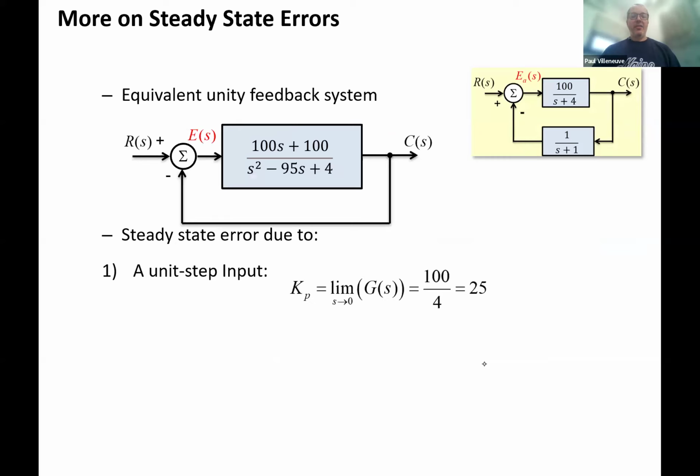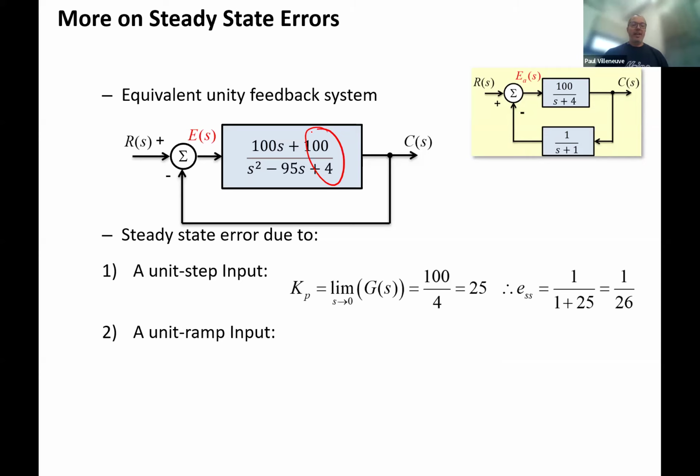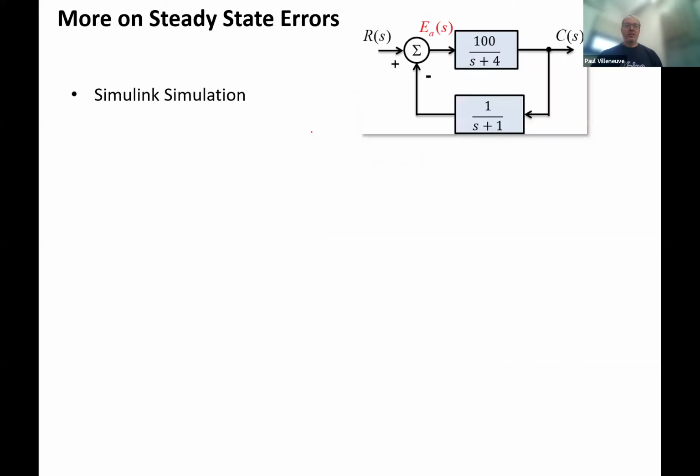And here's our unit step. Our unit step is just going to give us the limit as s approaches 0 of G. We can see that that's just going to be 100 over 4, which is 25. And then our steady state error is 1 over 26. If it's a ramp, no work to do.